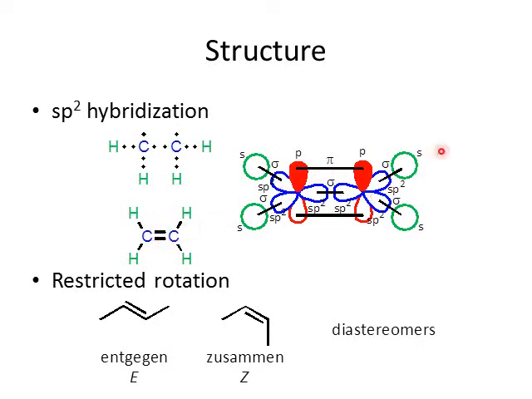When we look at the orbitals involved in a carbon-carbon double bond, we see that we've got a trigonal planar arrangement around a carbon, so we've got sp2 hybridization. We've got 3 sp2 hybridized orbitals at 120 degrees to each other. And then there's a p orbital that's orthogonal to that trigonal plane.